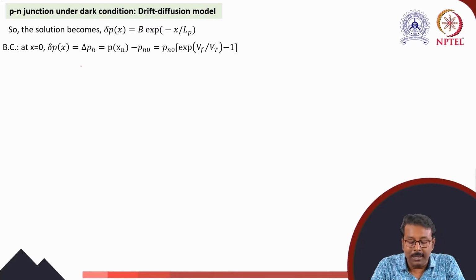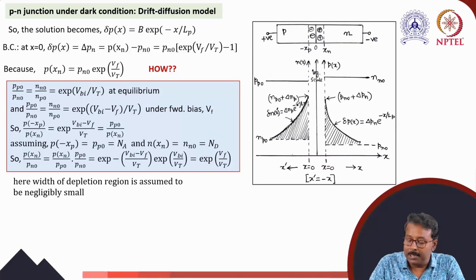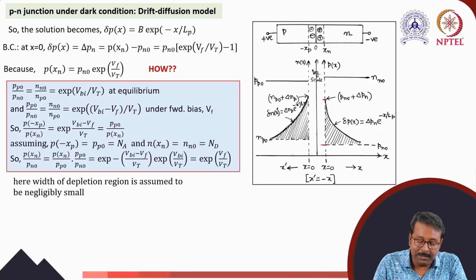What is the boundary condition? If we see the expression again, at the x equal to 0 position, this value of delta p is maximum. What is this delta p? Delta p means this value minus pn0. Now what is this value? It is important to find out this value. How can we calculate this value?